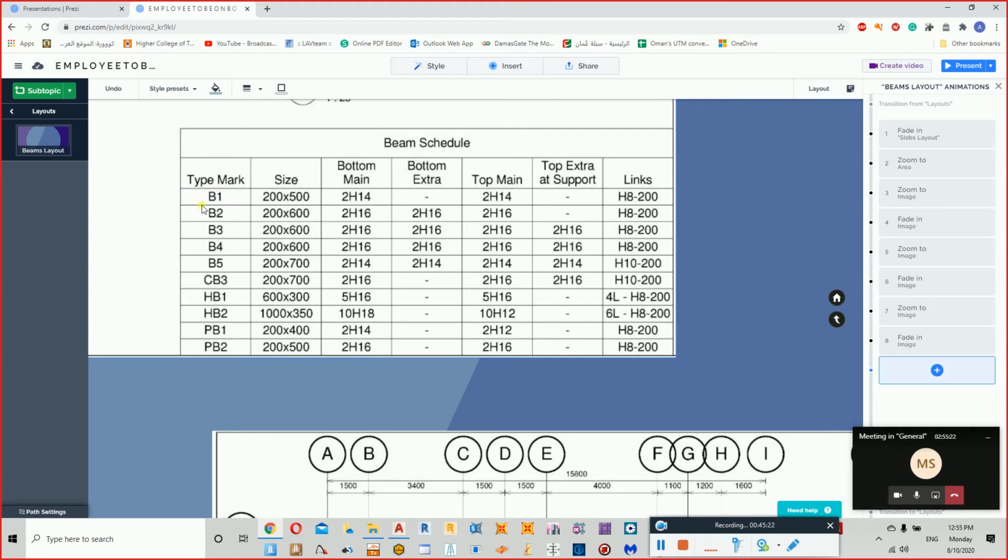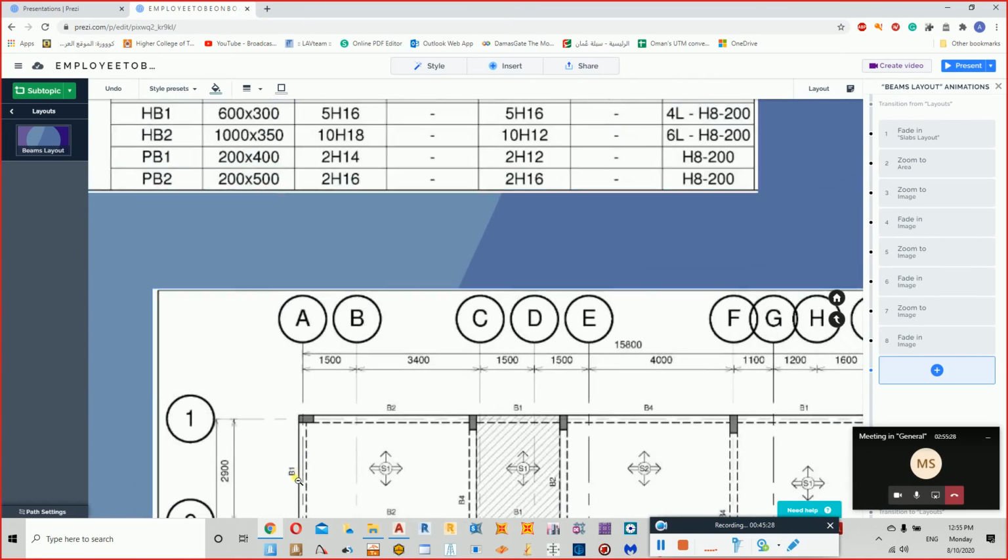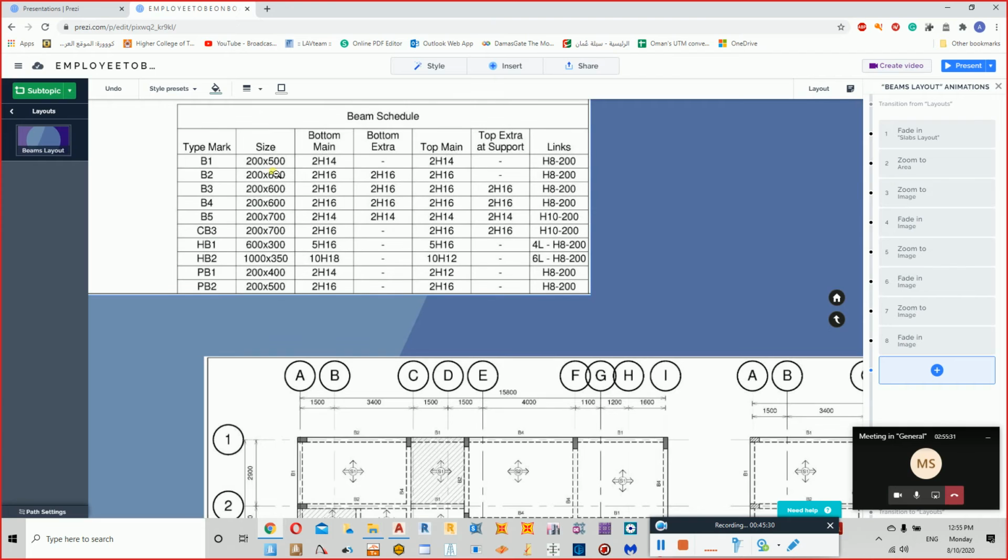B is representing the regular beam, so beam number one. If we go here, this is beam number one, regular beam. Beam number two, once again regular beam. CB is a cantilever beam. HB is a hidden beam. PB is a plinth beam.